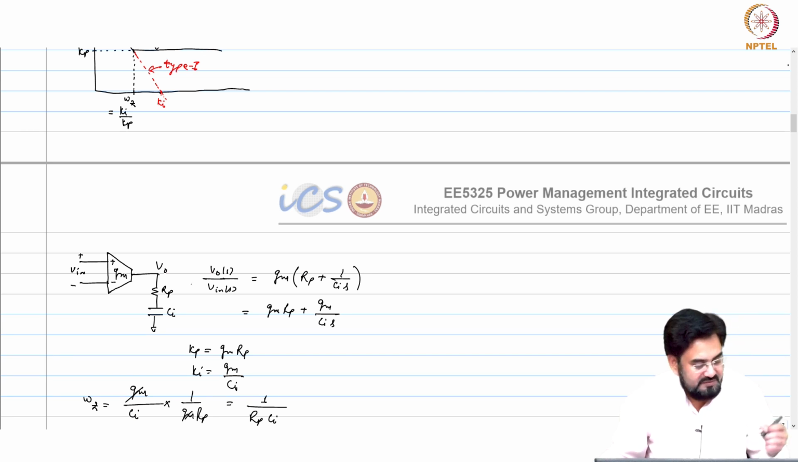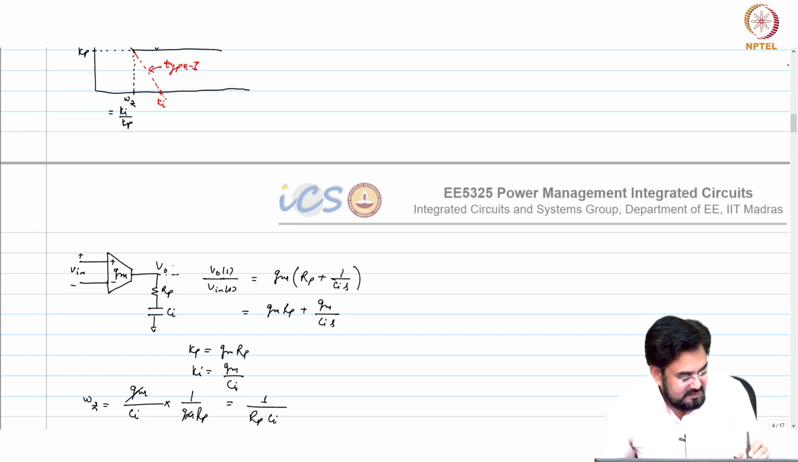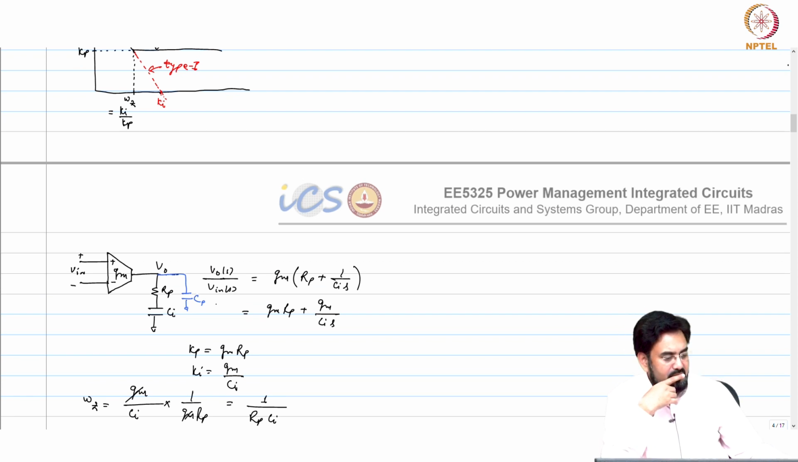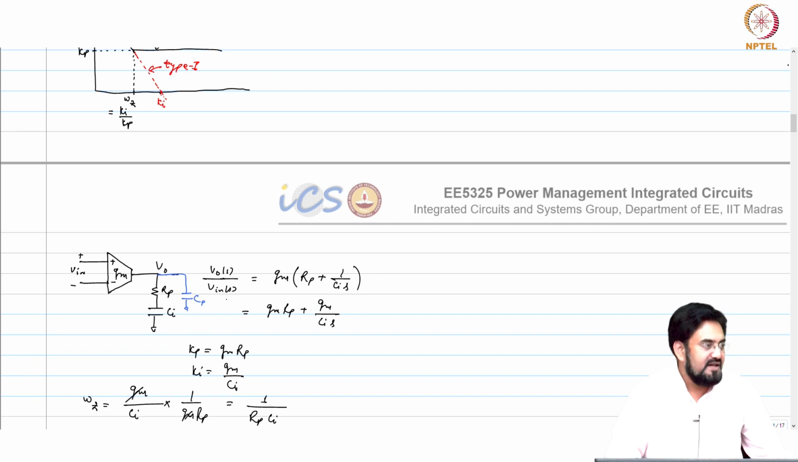So, where will that pole appear? If I have a cap here, let us say I call it CP. Where will it appear? 1 by RP CP, huh? By the time you hit this frequency, your capacitor CI will be shorted. So, if this capacitor is a short circuit, then RP in parallel with CP, that is it. That is what you will have at high frequency. So, you have a pole at 1 over RP CP.